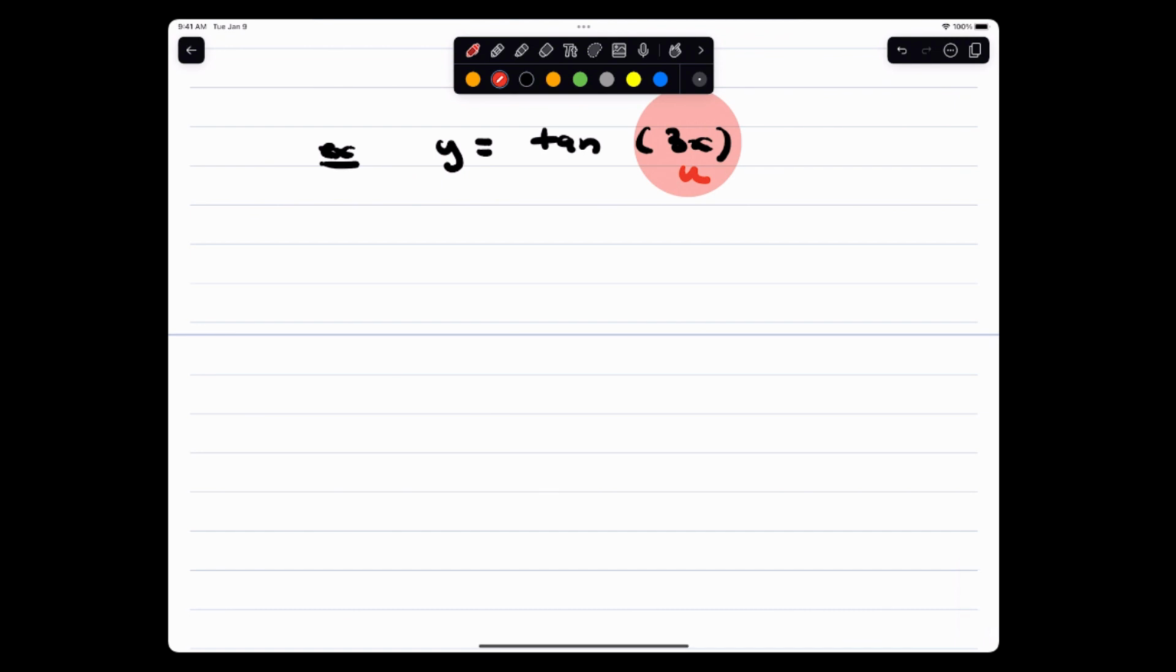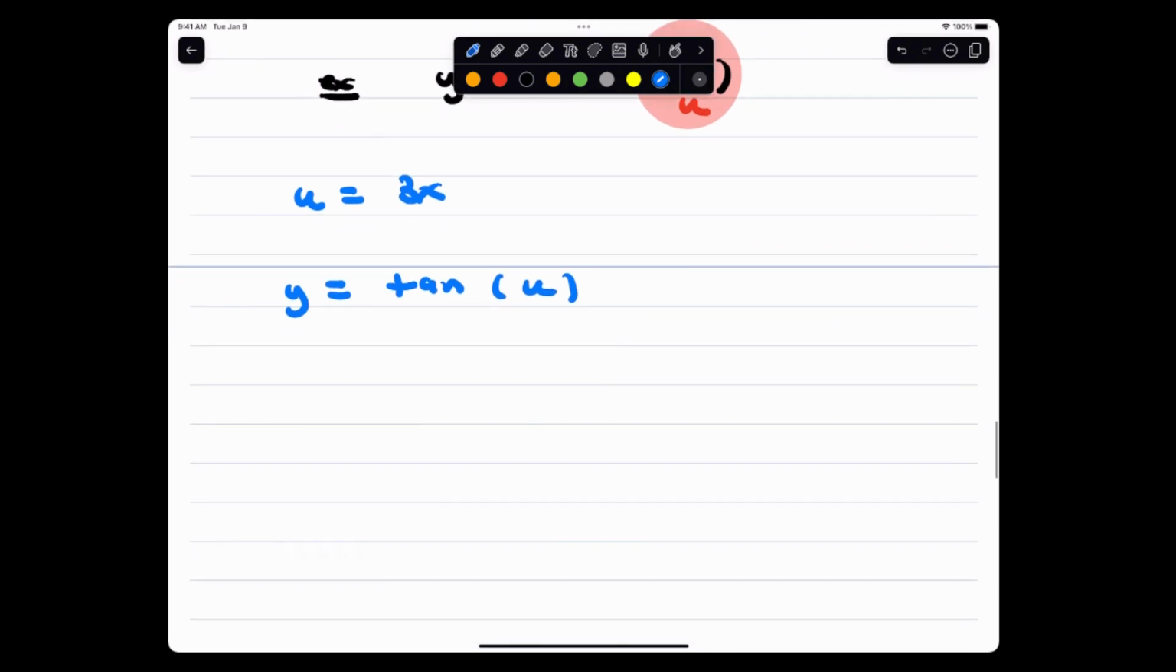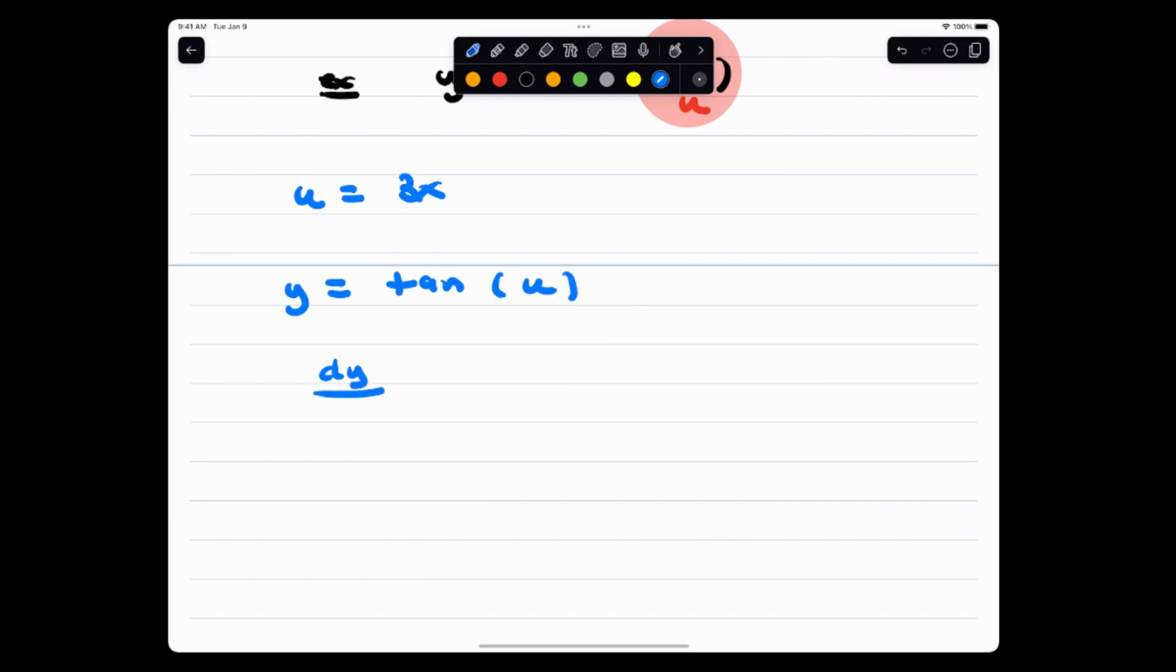Okay. So write it down. What was u then? 3x. So if u is now 3x, then y is tangent of what? u. Okay? And then write down chain rule. If I have to find dy dx, that's dy du times du dx.